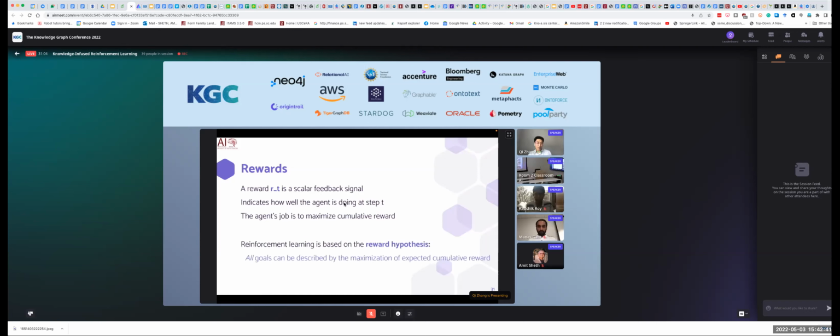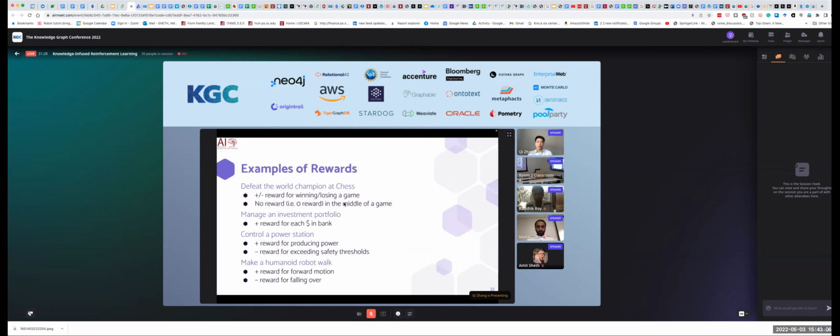RL is based on this reward hypothesis. What this reward signal essentially does is describe the goal of our task. According to this hypothesis, and it's just a hypothesis, it's controversial, all goals can be described by the maximization of the expected cumulative reward signal. We have some examples shown on this slide to give you a flavor of how general this reward hypothesis is, or to what extent this reward formulation is true.